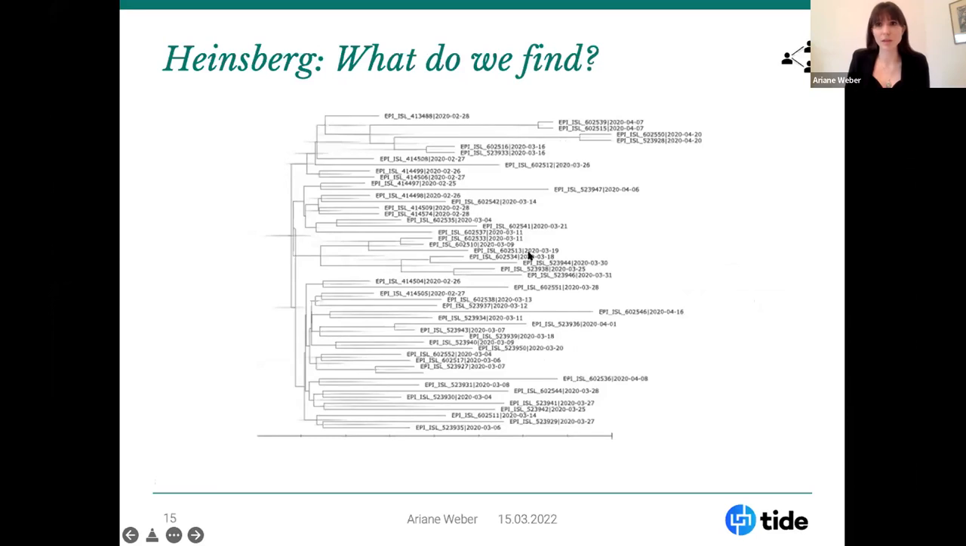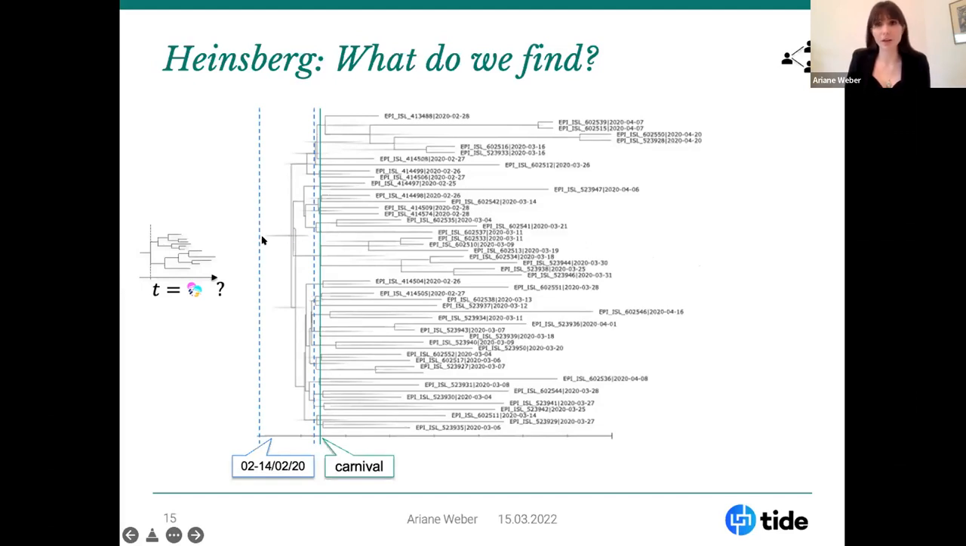So this is a maximum clade credibility tree summarizing the posterior sample of trees. And in gray, you can see the node height error bars. These are the 95% highest posterior density intervals for the node heights. So considering the first question about the timing of the most recent common ancestor, we can look at exactly one of those node heights, specifically the one from the root. And here the 95% HPD interval is from the 2nd to the 14th of February, which is directly before the carnival event, here denoted in green, which was on the 15th of February.